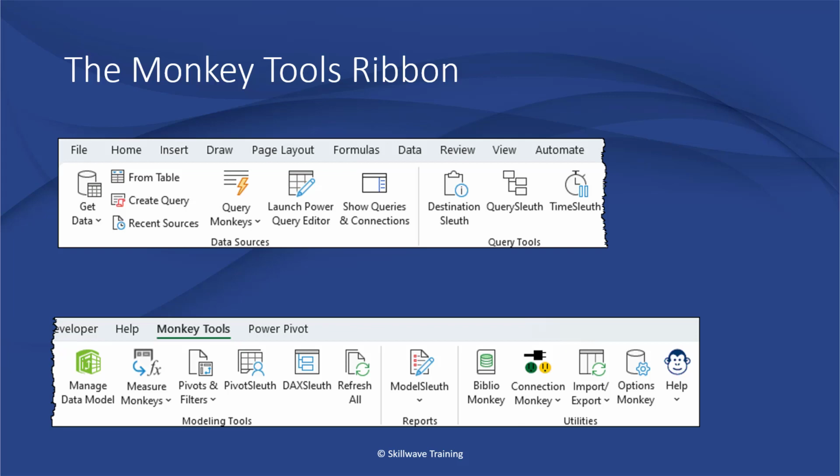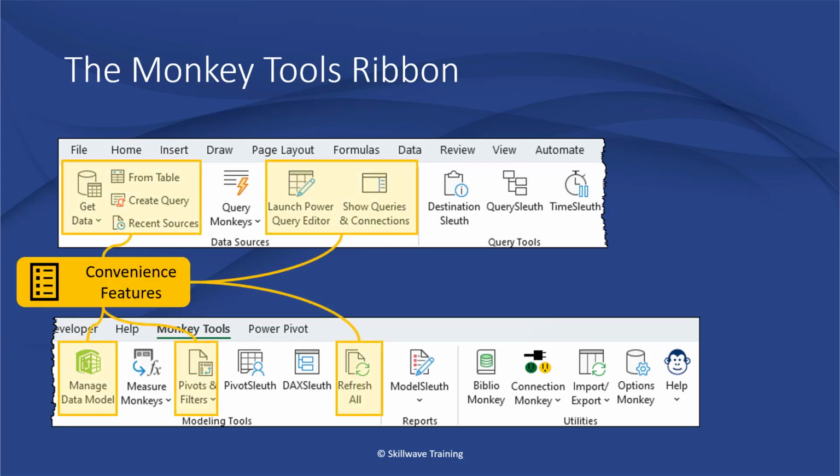When you look at this ribbon though, it's important to understand that it's actually broken into 2 main components. The first is what we call convenience features. These are default Excel functionality and buttons that we have taken from other ribbon tabs to put on the Monkey Tools tab. The main purpose here is trying to bring important controls closer together so you have to do less tab flipping when you're trying to get your job done. It just eliminates a little bit of that click work drudgery.